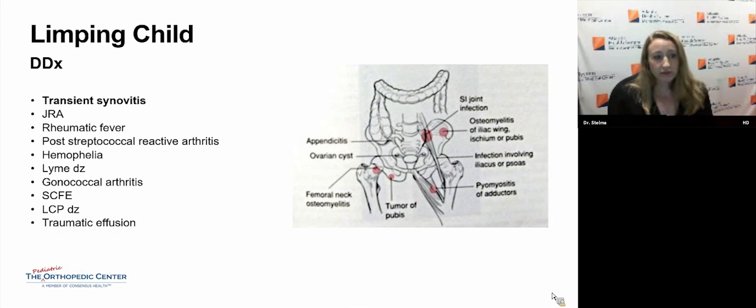Thinking more broadly about the differential diagnosis when we see a limping child, also high up on the differential is transient synovitis, which is not a true septic arthritis, but more a reaction in the hip. There can be juvenile rheumatoid arthritis, rheumatic fever, post-streptococcal reactive arthritis, hemophilia, Lyme disease, gonococcal arthritis, slipped capital femoral epiphysis, Legg-Calvé-Perthes disease, which is a hard-to-treat idiopathic avascular necrosis of the hip, or a traumatic effusion, so trauma.